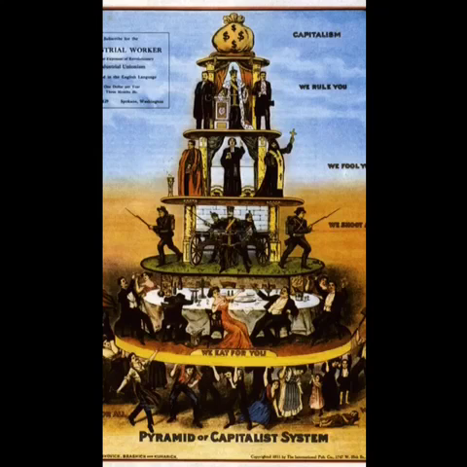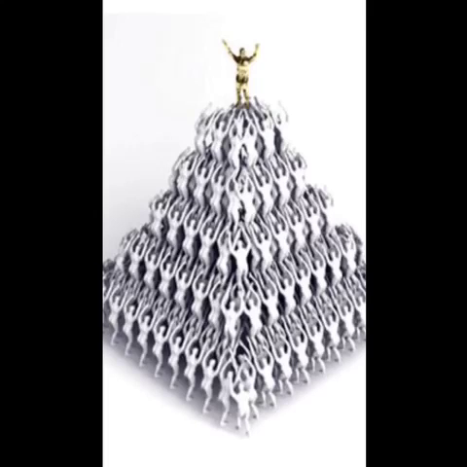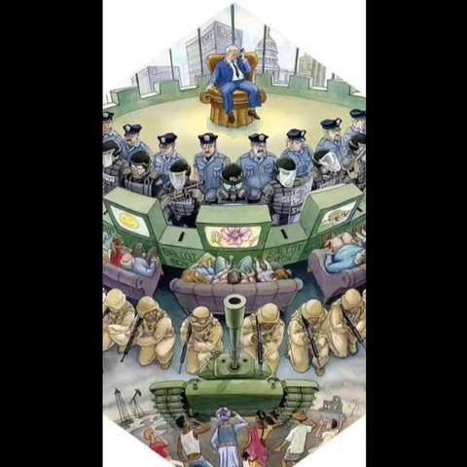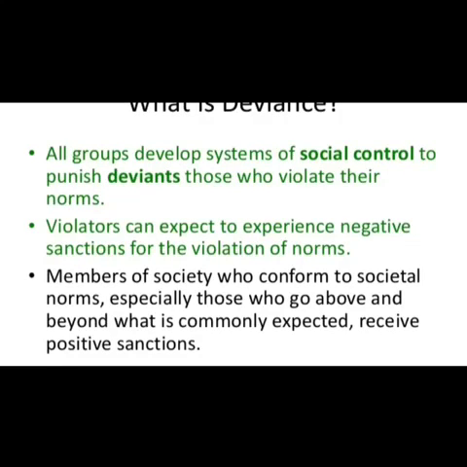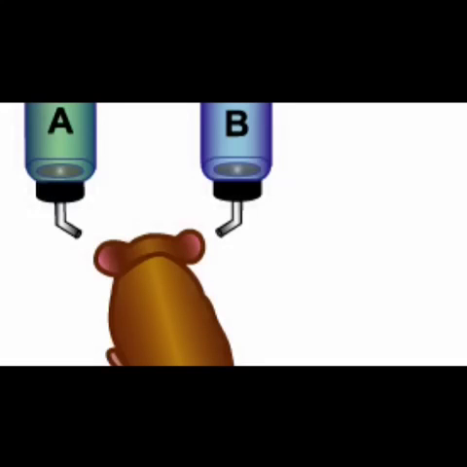One may wonder in a capitalistic society how the bottom rung of the ladder would not just take over and climb to the top. However, capitalism works by keeping those that are poor working for the rich, so the rich can stay rich and get richer. This is done through what is known as social control. All groups develop systems of social control to punish deviants. Deviants are those who violate their norms. Violators can expect to experience negative sanctions for the violation of norms. Not only does social control play a role in keeping America's patriarchy, but consumer choice also plays a role.